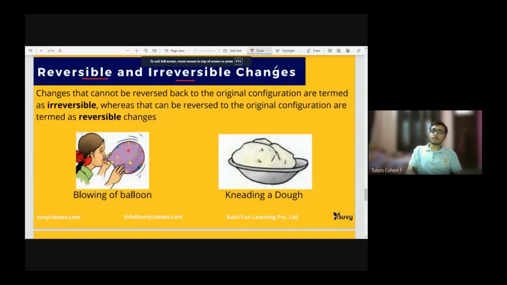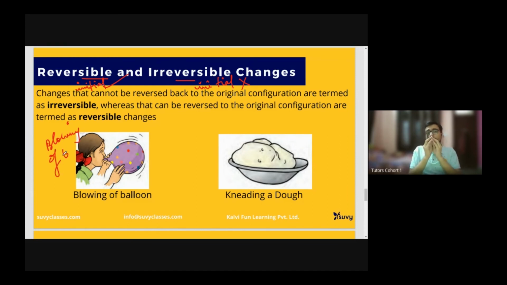Yeah, so we have just now discussed irreversible and reversible changes, right? Reversible changes are those that can be brought back to the initial state, where we started from. And irreversible changes cannot come back to the initial state. For example, blowing of a balloon. If I blow a balloon, it will grow in size. But when I deflate it, it will come back to its original state.